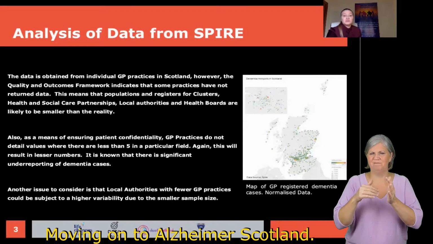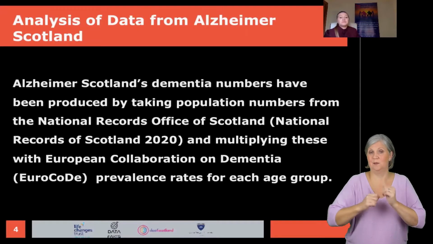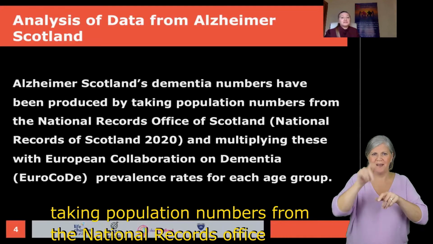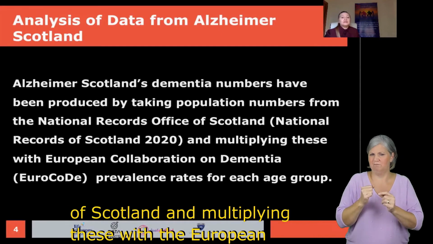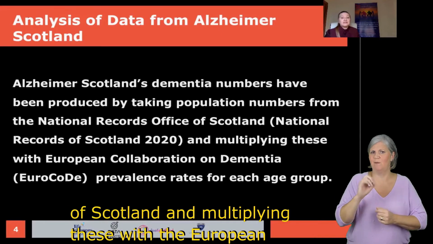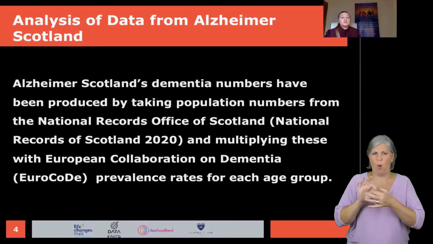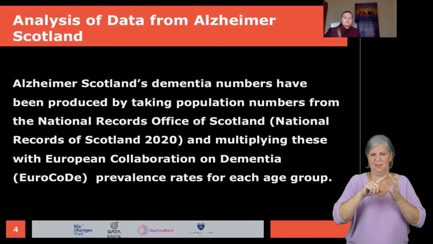Moving on now to Alzheimer's Scotland. Alzheimer's Scotland dementia numbers have been produced by taking population numbers from the National Records Office of Scotland and multiplying these with the European Collaboration in Dementia Eurocode prevalence rates for each age group.